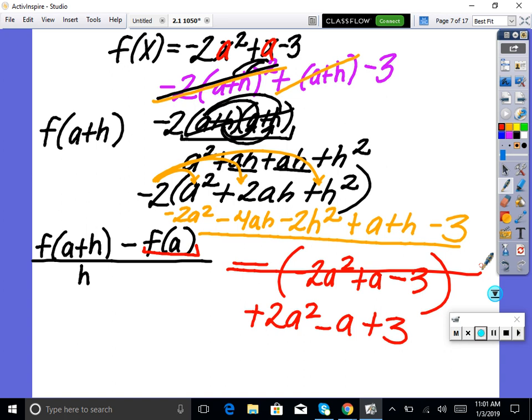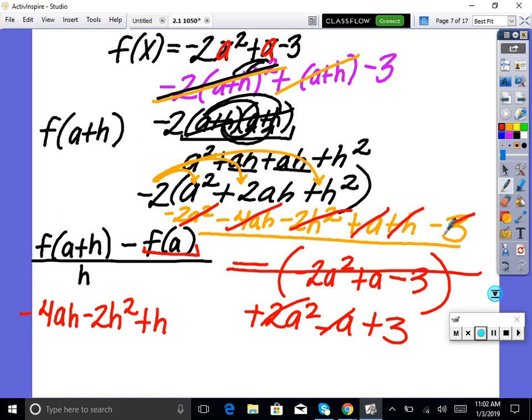It says take f of a plus h and subtract off f of a. So combine like terms. 2a squared, 2a squared. Don't those go away. Alright, now we have a minus 4ah. Do you have any other ah's? So we have minus 4ah. Notice I cross it out as I go. Negative 2h squared. Any other h squareds? So minus 2h squared. And then we have plus a minus a, don't we? So that's gone. Plus h. No other h's. And then we have minus 3 plus 3. So isn't that our top? Now that's our answer, but we still then have to divide by h.